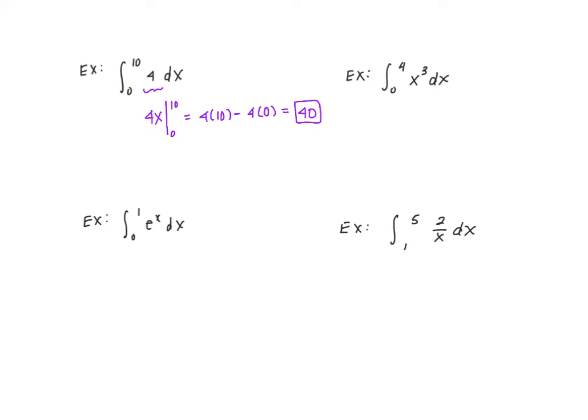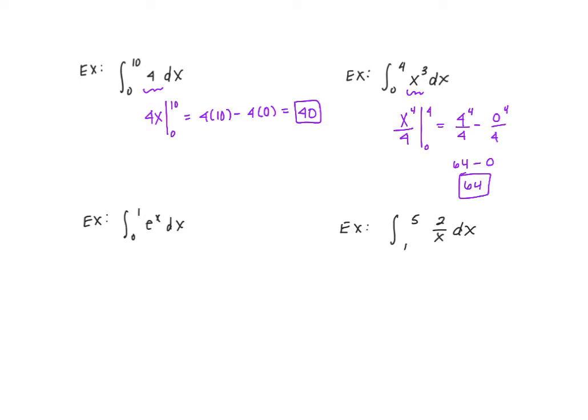Let's take a look at the next one. The integral of x cubed is x to the 4th over 4. I'm going to evaluate that from 0 to 4. So I have 4 to the 4th over 4 minus 0 to the 4th over 4. 4 to the 4th over 4 is going to be 64 when you type it in the calculator, minus 0, which equals 64. And that's your final answer. So let's look at the next one.